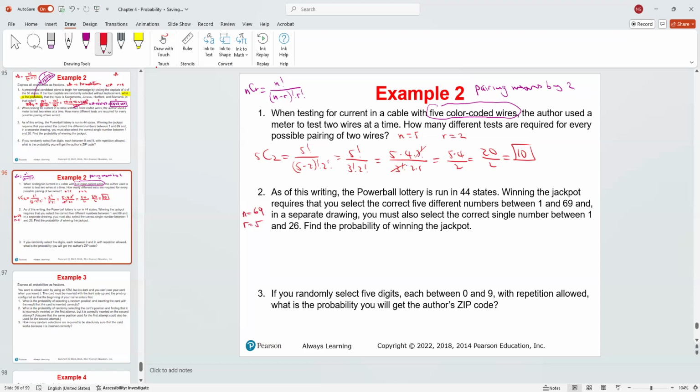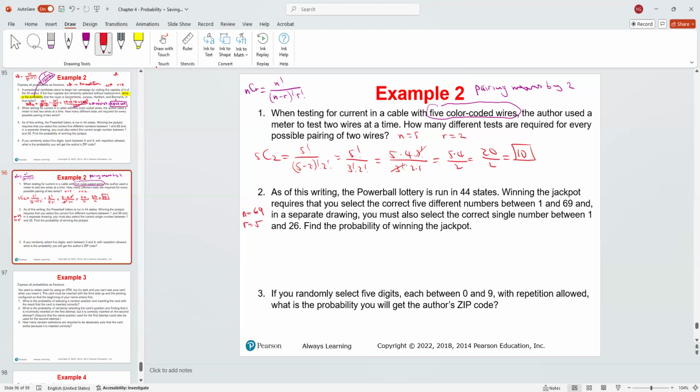You must also select the correct single value. Remember, there is another value. For those of you who play, it's 5 plus 1, right? That you need to select from 1 to 26. Find the probability of winning. First of all, before you even find the probability, you need to calculate the number of ways to choose the five numbers. So it's a combination.